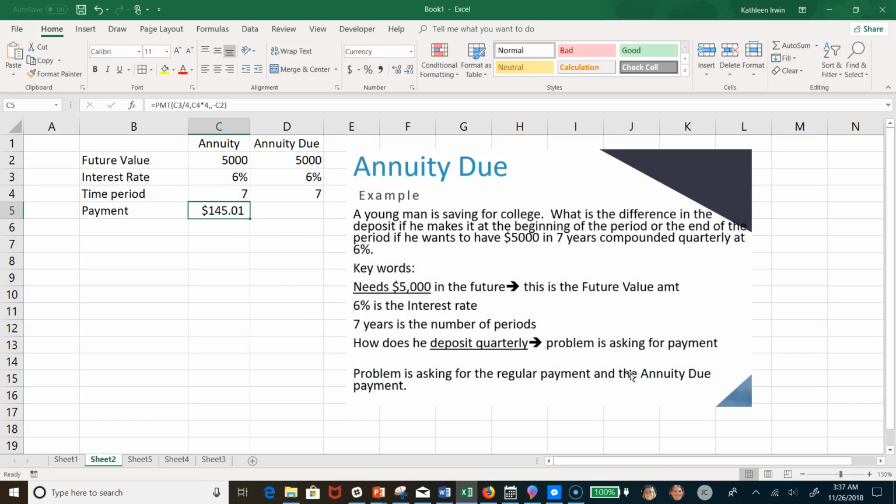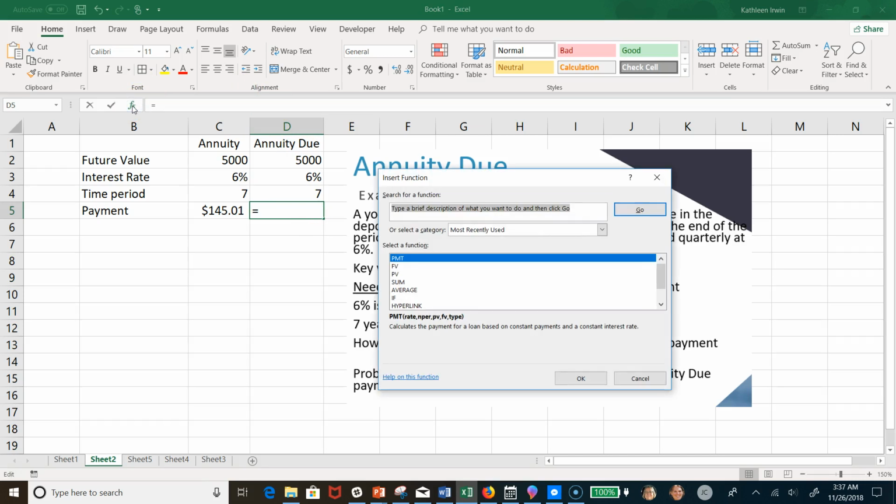All right, so if we want $5,000 and we want that at the end of our 7-year period, then he has to deposit $145 at the end of every quarter for that 7-year period. Okay, so let's take a look at an annuity due, what we would have to deposit at the beginning of every quarter. So let's go ahead and do that function.